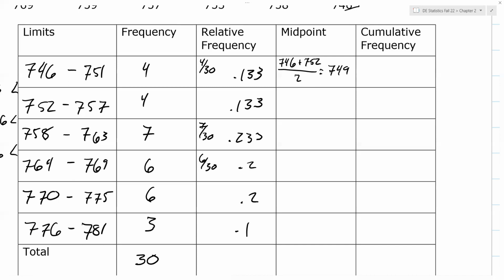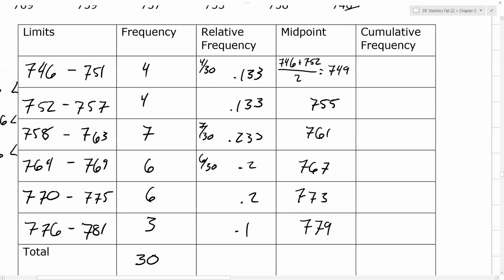Now, to find the rest of my midpoints, two different ways. I can keep doing that same thing of averaging consecutive lower limits, or I can use my class width. And I can just keep adding 6 to that. So, find my next one, add 6, it's 755. Plus 6 again, 761. 767. 773. And my last one, 779. And again, you can go ahead and double check to make sure that you're getting the correct midpoints by doing the averaging of consecutive lower limits if you want.